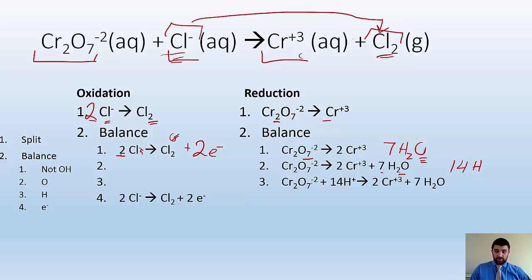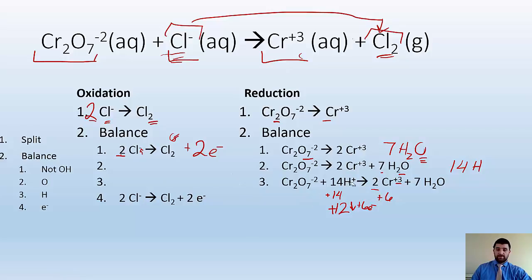So now I got to look at the charge. I got a minus 2 and 14 pluses. And on the right side, I got 2 plus 3, so I got a plus 6. So I got a positive 12 charge on the left side and a positive 6 charge on the right. So how am I going to balance this? Well, I need to bring this charge down by adding 6 electrons so that the charges balance out.